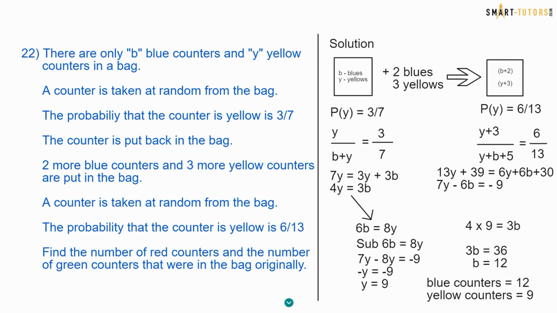So now, if you see the initial condition, there are B blues and Y yellows.